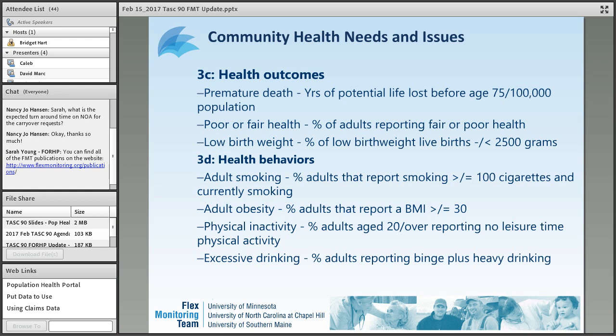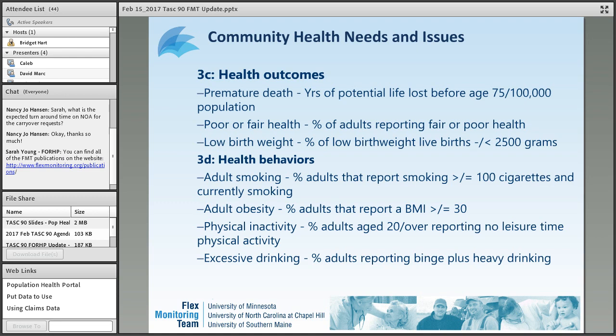Health outcomes, and these come from the County Health Rankings. Now, there are issues with County Health Rankings, but I think it's the best that we have. But they do provide some indicators. What are the premature death rates? The years of potential life lost before 75 years of age? What are the percents of the population that report they're in poor or fair health? What is the percentage of low birth weight live births?